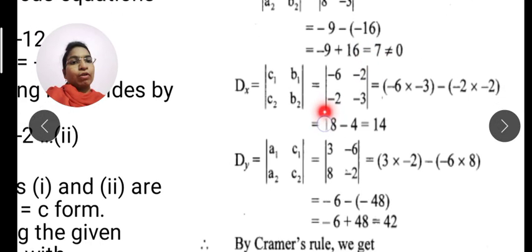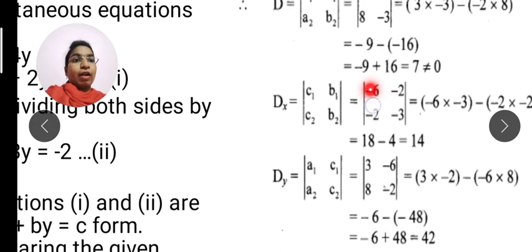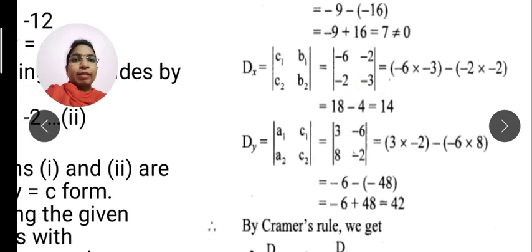In the same way you have to find out dx. Listen here. Here all the numbers have a negative sign. Therefore, it is minus 6 into minus 3, which is 18. Minus minus in multiplication becomes a plus. And 2 into 2 is 4, it is also plus. Therefore, 6 into 3 is 18, minus 4 is equal to 14.